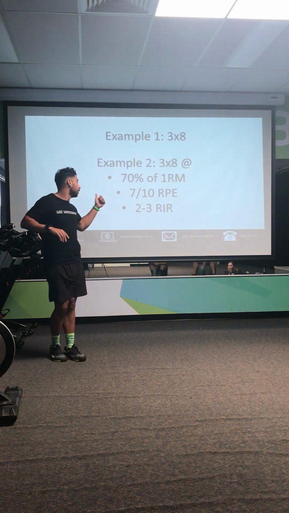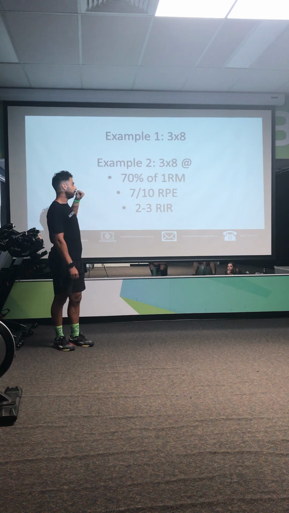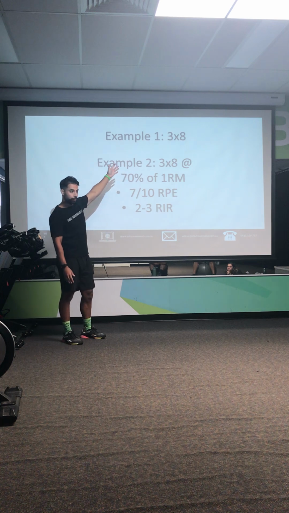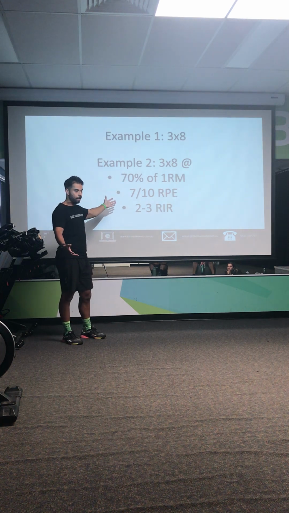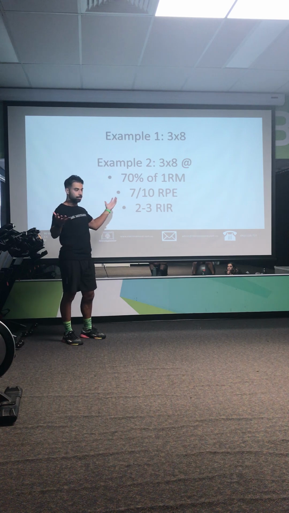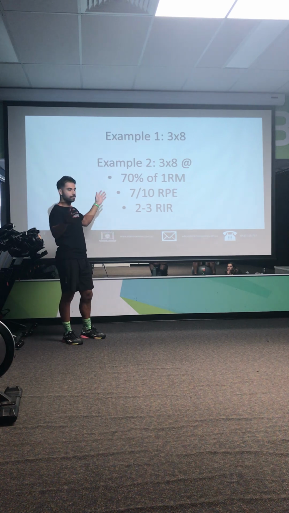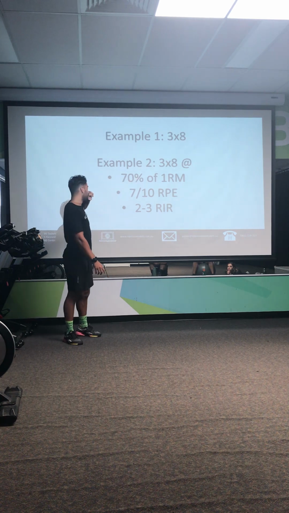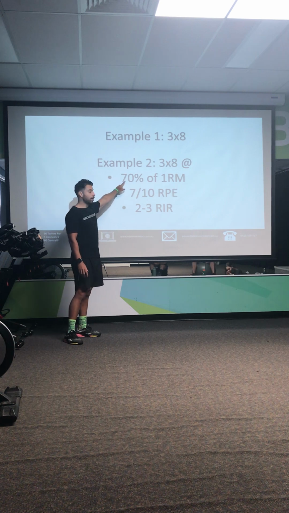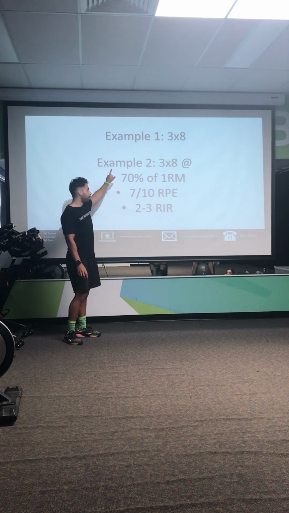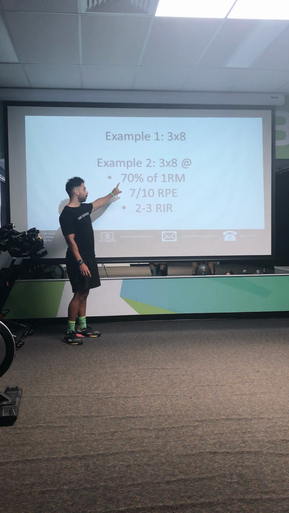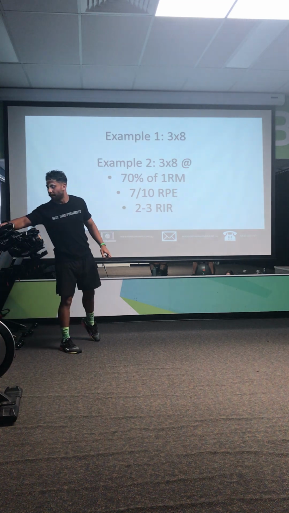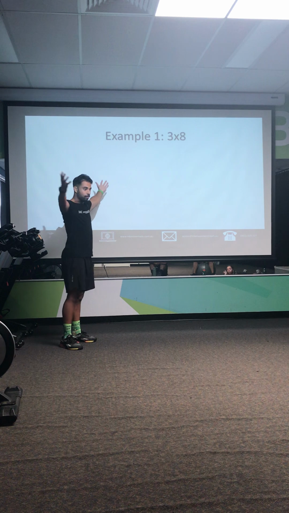All I've done is given examples of constraints to make the 3x8 as effective as I can, because you can do 3 sets of 8 and do them crazily easily. I could say, all right, Dino, you're going to do 3 sets of 8 at 70% of your RM, or your RPE is going to be 7 out of 10, or I want you to feel like you've got 2 or 3 reps in reserve. So the biggest difference is there are no variables.